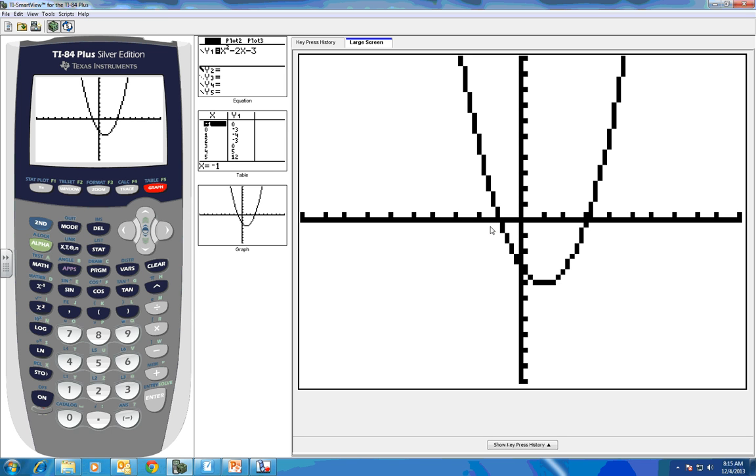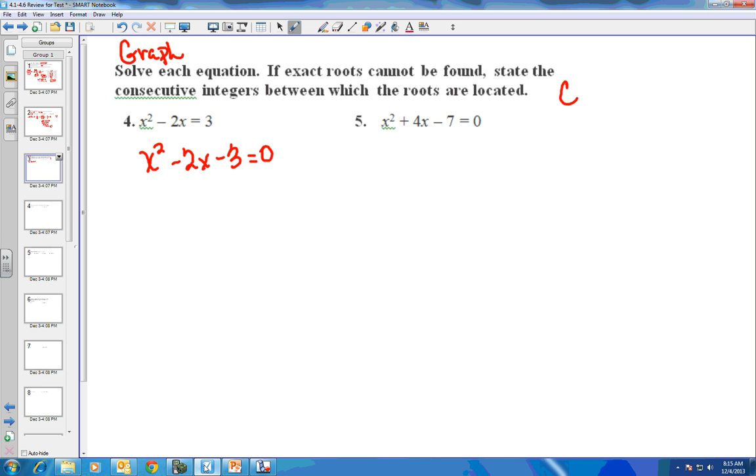Okay, so we like that one. It crosses at nice, neat points. On my paper, and when you guys are working these, some of these you're going to have to show your work on a separate sheet of paper because you're not going to have enough room. But x is equal to 3 and x is equal to negative 1. So that's purely a calculator problem. Plug it in, see where it crosses.